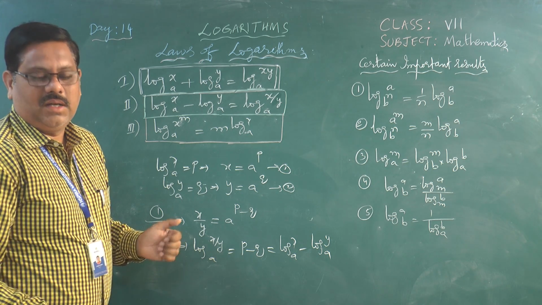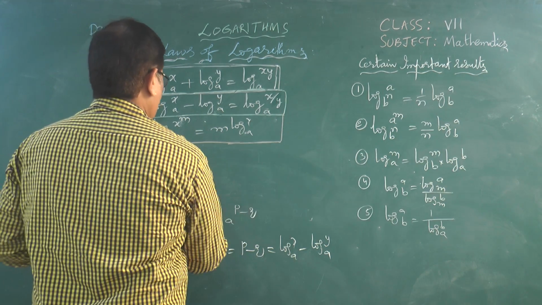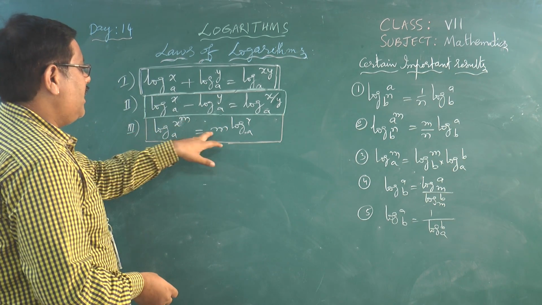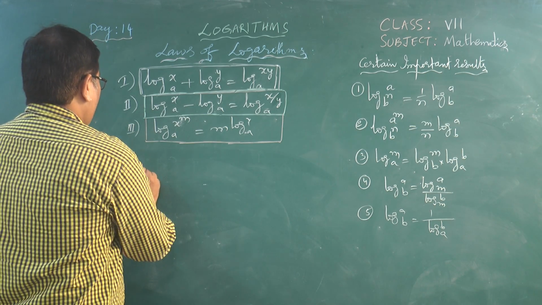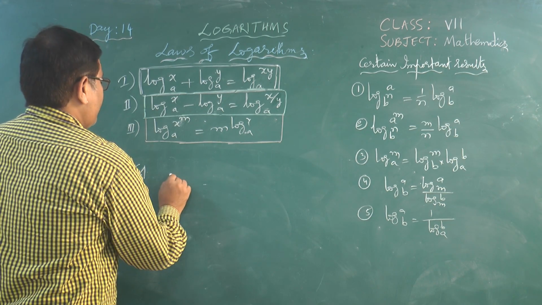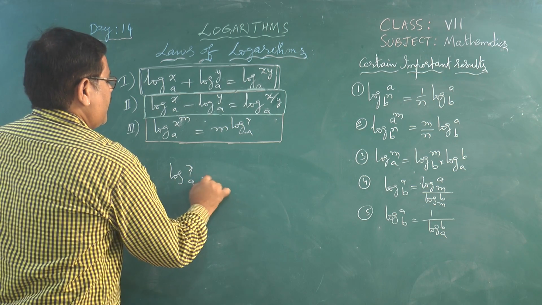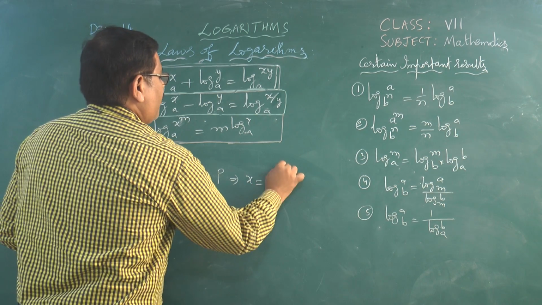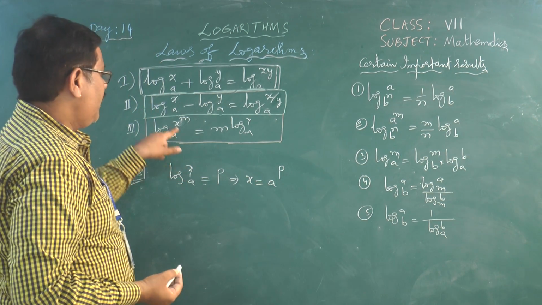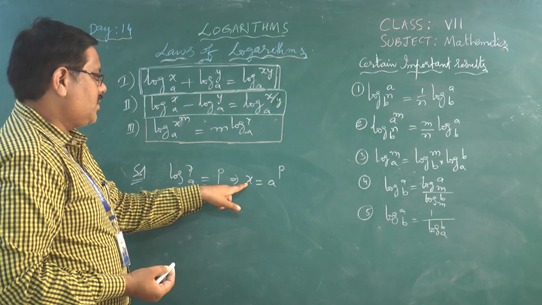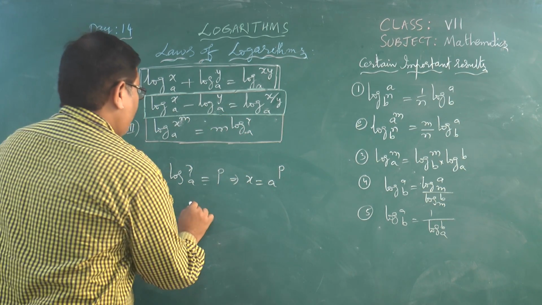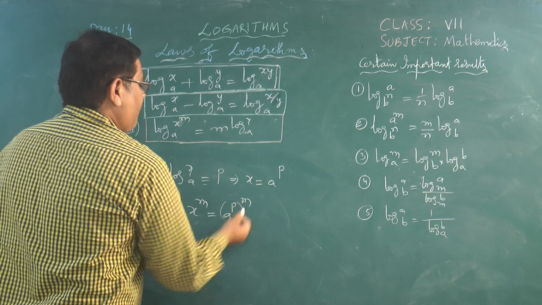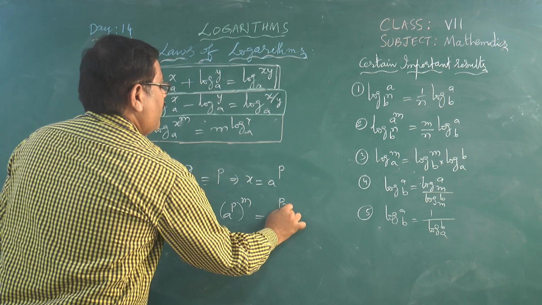Now we will move to the third law. What is the third law? Log x power m to the base a is m log x to the base a. Okay, now let us take log x to the base a is equal to some p, that is otherwise x is equal to a to the power of p. Now here we have x power m. The same thing let us do: raise x to the power m. What do you have then? x power m is equal to a to the power of p, to the power of m. That is nothing but a to the power of pm.